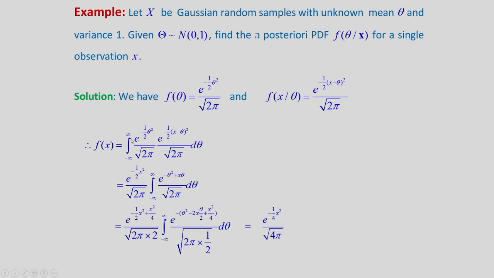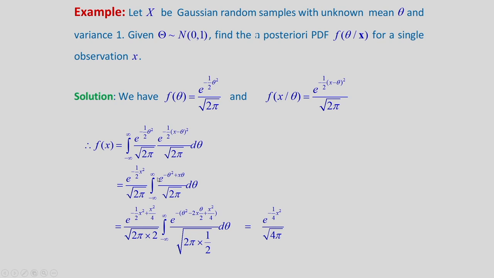So, that will be the joint PDF, and if we integrate with respect to theta, that way it will be the integration from minus infinity to infinity of e to the power minus half theta square divided by root 2 pi, into e to the power minus half of x minus theta whole square divided by root 2 pi, into d theta. So, this integration now we will carry out, integrating with respect to theta.